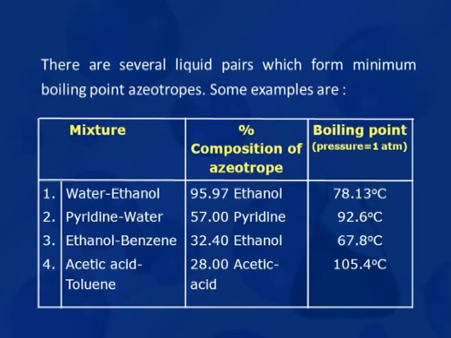Ethanol and benzene also shows this type of azeotropic solution. In this solution, 32.4% ethanol is taken and it boils at 67.8 degrees Celsius. Acetic acid and toluene also form minimum boiling azeotropic solution and it boils at 105.4 degrees Celsius with a composition of 28% acetic acid.